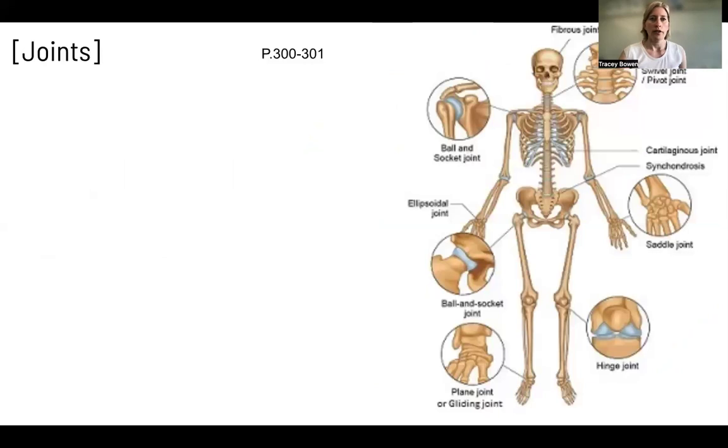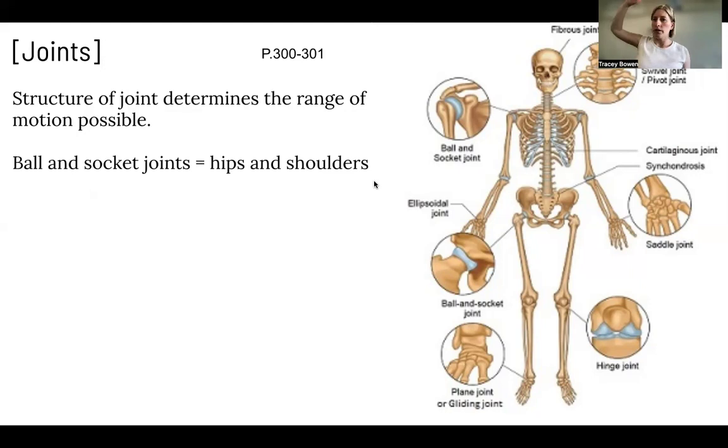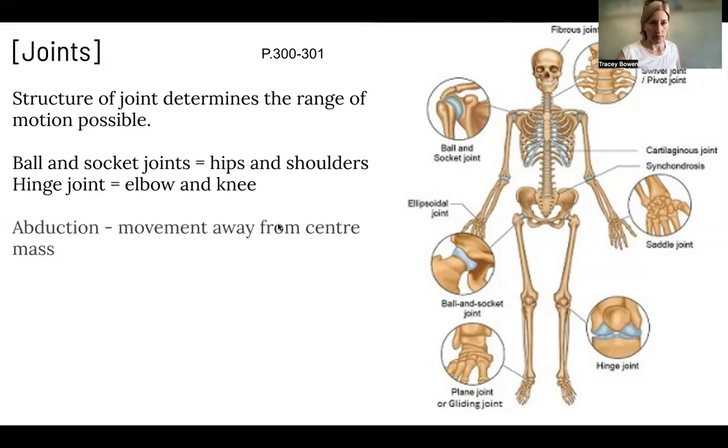And then when we're looking at our joints, the structure of the joint determines the range of motion possible. We have ball and socket joints. Those are our hips and our shoulders. And so we have a full range of motion happening with our shoulder joint. I'd obviously show you my hip rotating around, but you can do that with your own hip. And then hinge joints: elbows are hinge joints, so they rotate forward and backwards. And your knee is also a hinge joint, but it has a bit more flexibility just due to its structure.